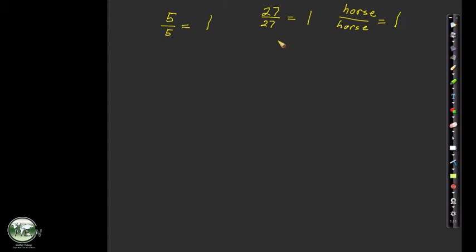But in mathematics, anything divided by itself is 1. There's one exception, and that's when we have 0 divided by 0. But we won't talk about it because they really don't define what that is. So for this lesson, you just need to remember anything divided by itself equals 1.